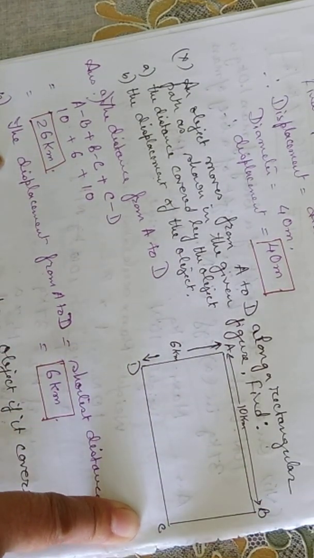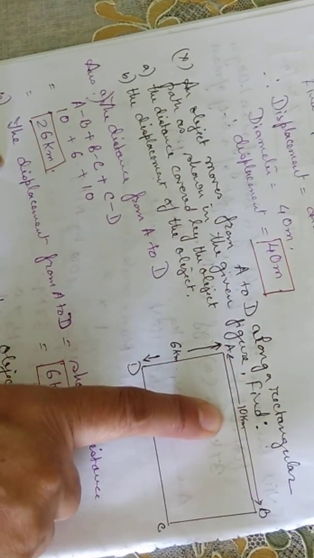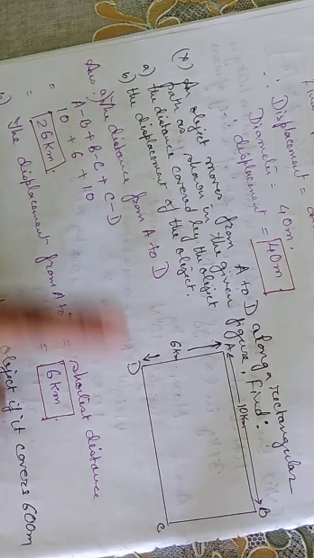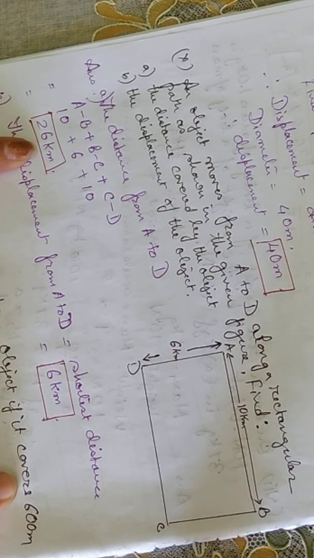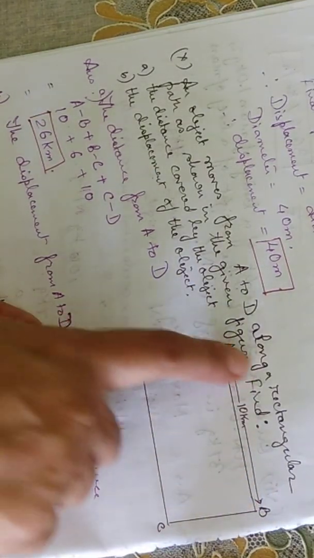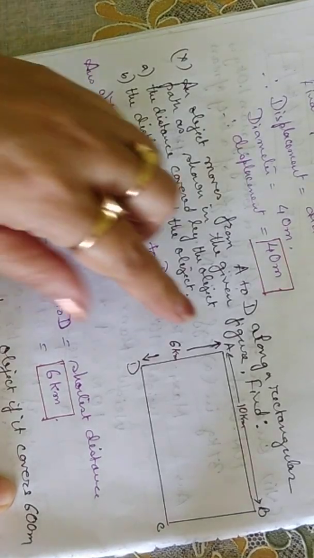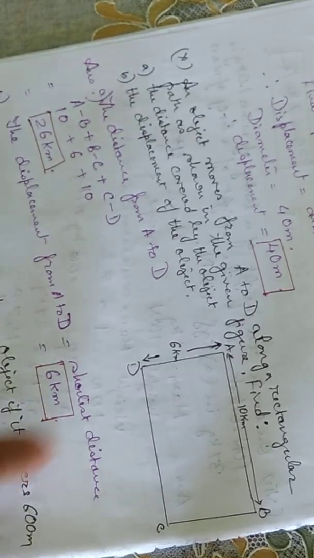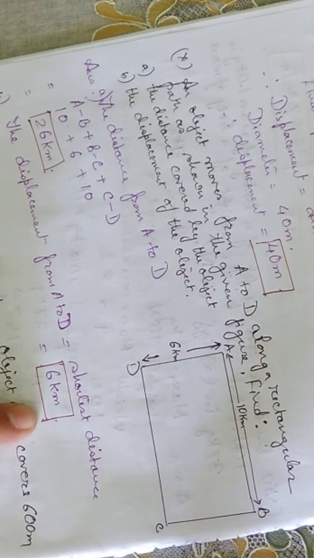That will be equal. So the distance will be A to B, that is 10 kilometers, plus B to C, that is 6 kilometers, and C to D, that is 10 kilometers again. That will be equal to 26 kilometers. Now the displacement from A to D. This is the total distance the object has covered. So the shortest distance will be this one, A to D. This one. The shortest distance is 6 kilometers. The displacement will be 6 kilometers.